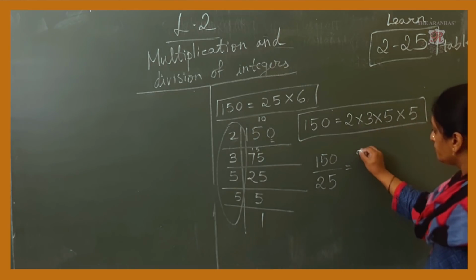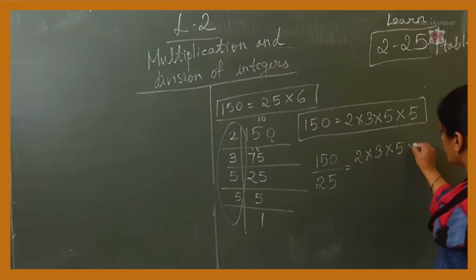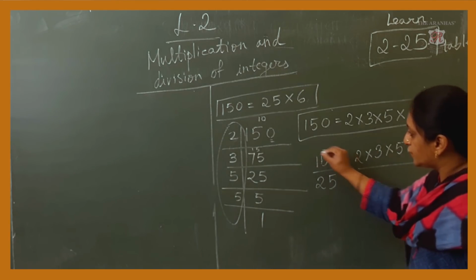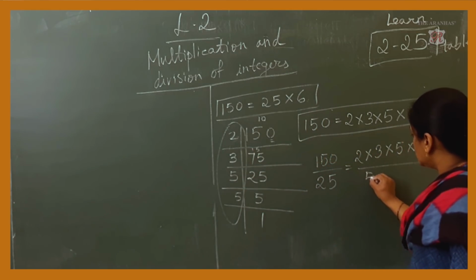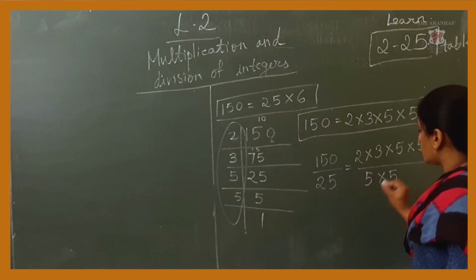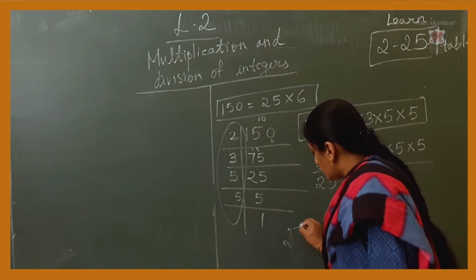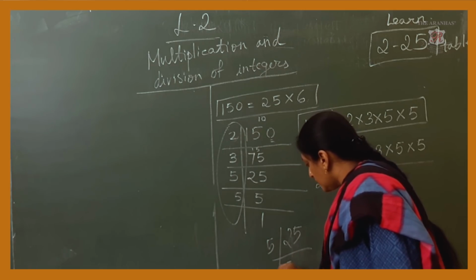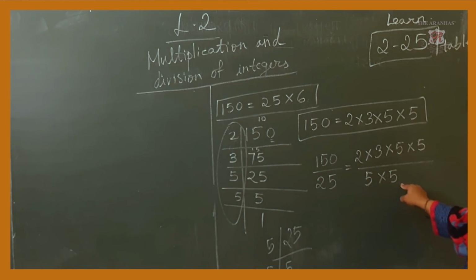How can you do it? You can write these factors down here: 2 into 3 into 5 into 5. What have we done? We have broken this 150 into factor form, into smaller numbers. 25 means 5 into 5 is 25. If we do the same for 25, we directly get 5 fives are 25, so we get 5 and 1. That is 5 into 5.